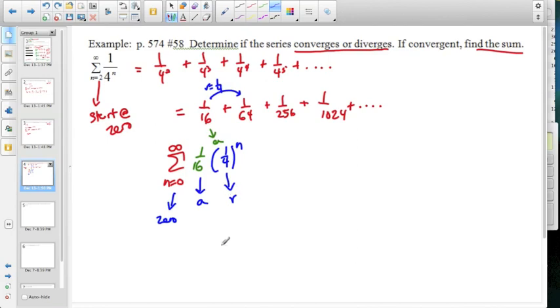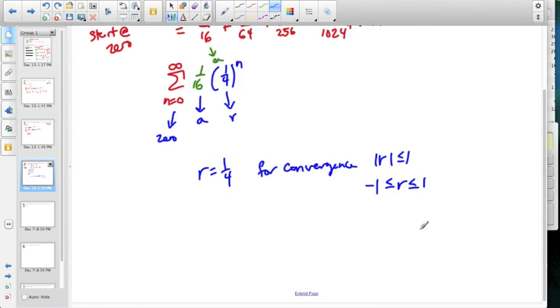So we look at the value for r here. R is 1/4. And the condition for convergence is that we need the absolute value of r less than or equal to 1. That means that r needs to be trapped between -1 and 1, and it is. So the series of 1/4 to the n, starting at 2 to infinity, converges because of the geometric series test.